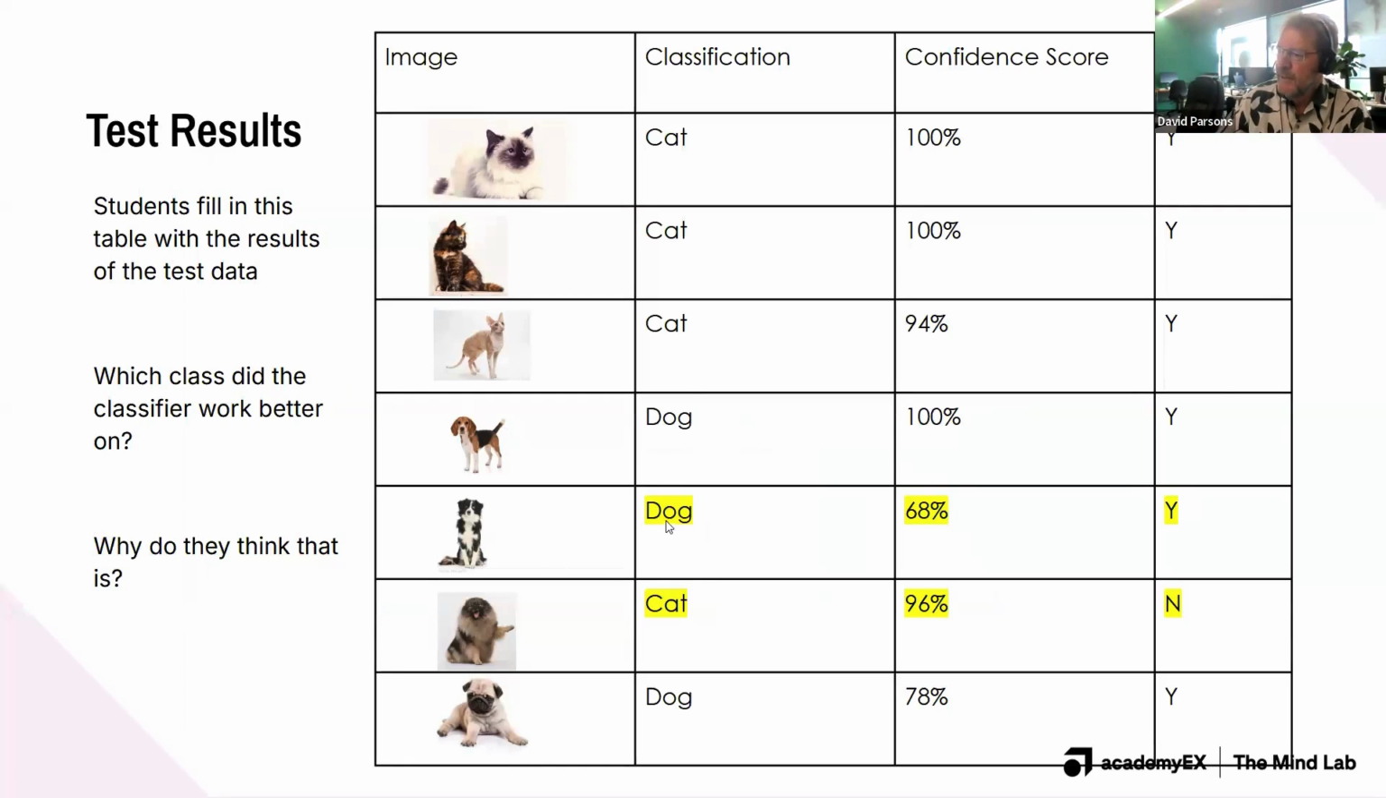and that becomes obvious on some of the edge cases. So for example, this one here, yes, it's a dog, but it was only 68% sure that it was a dog. This is the most interesting one. It thinks that's a cat. 96% sure that's a cat, but it's not.